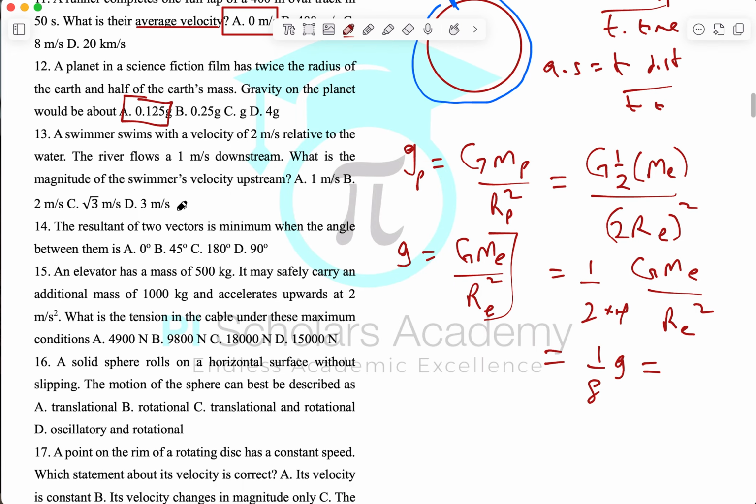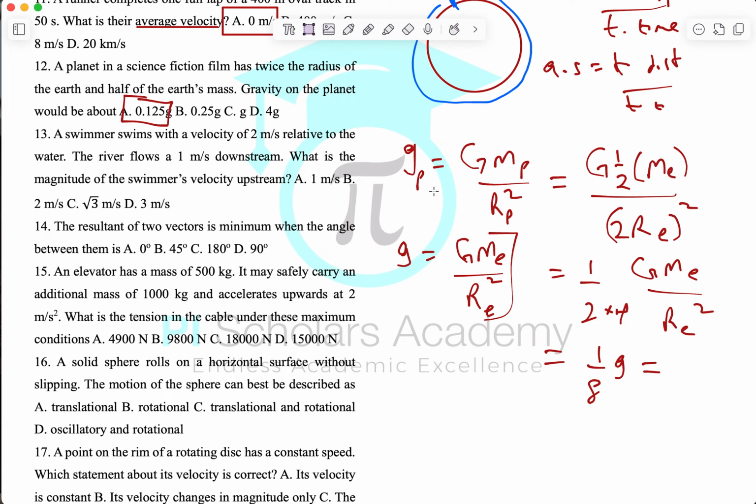The next question says that a swimmer swims with a velocity of 2 meters per second relative to the water. The river flows at 1 meter per second downstream. What is the magnitude of the swimmer's velocity upstream? Now, the swimmer can swim 2 meters per second relative to water.